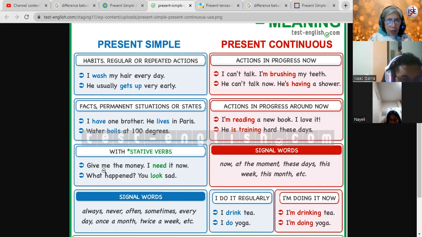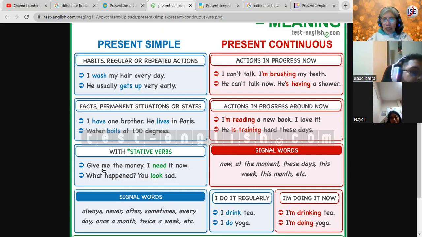Nayeli, please, can you read the last one that says with stative verbs? I want money. Give me the money. I need it now. Okay. Continue, please. What happened? You look sad. Okay, and they say stative verbs.